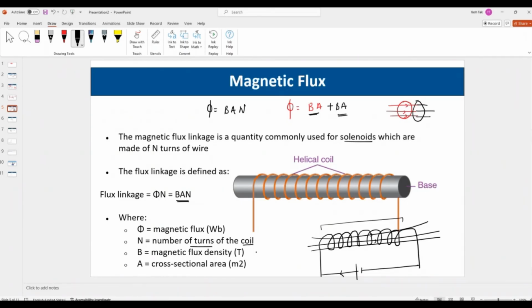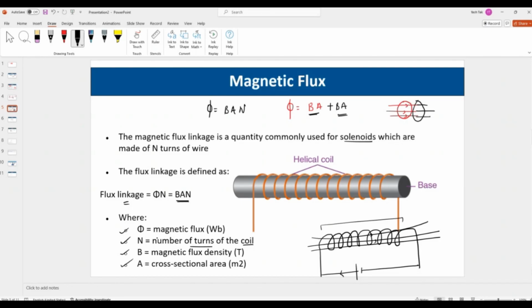coil. So whenever you see a problem based on a solenoid to find flux, they will also provide you that the solenoid has 2000 turns or 100 turns or so on, so that you can use it in your problem to get the answer. So use flux in case of a solenoid, which will be BAN, where phi is magnetic flux, N is the number of turns, B is magnetic field, and A is cross-sectional area.